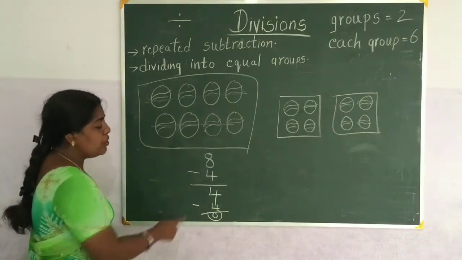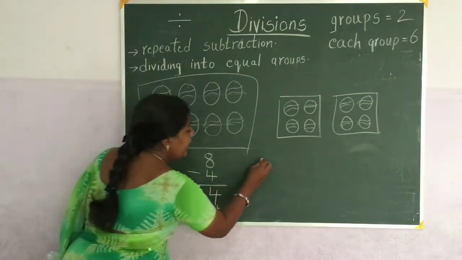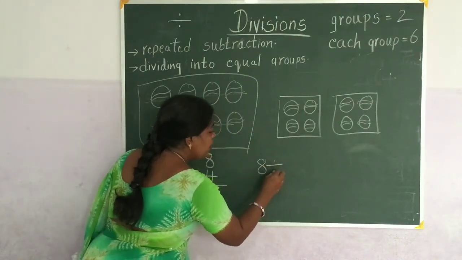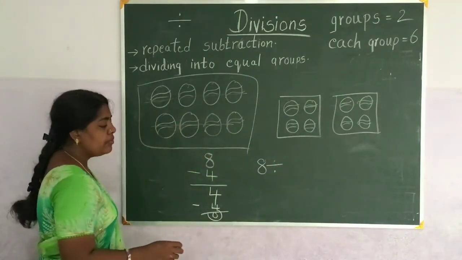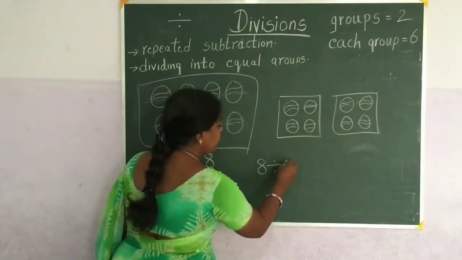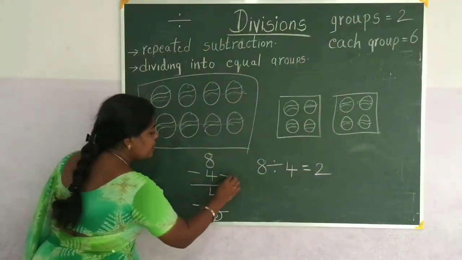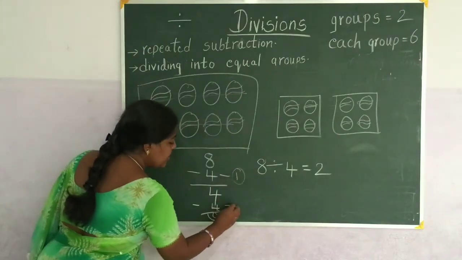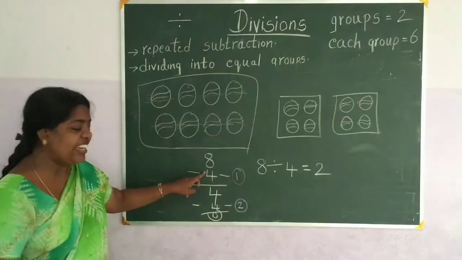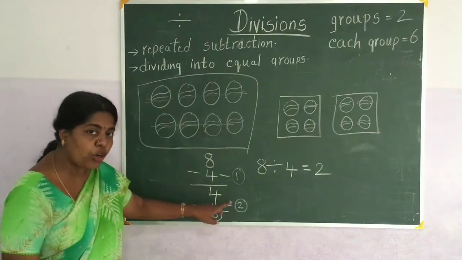Now, how can you show this as division? Here 8 balls I divided, I kept 4 in each group. So 2. That means first time we subtracted 4, second time we subtracted 4. So 4 is subtracted from 8 the first time and again 4 is subtracted from 4 the second time.